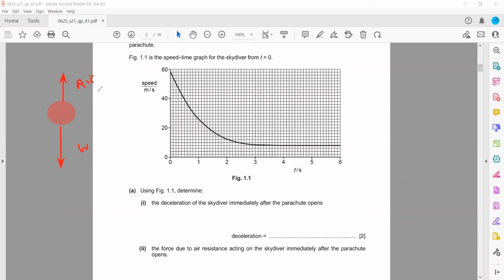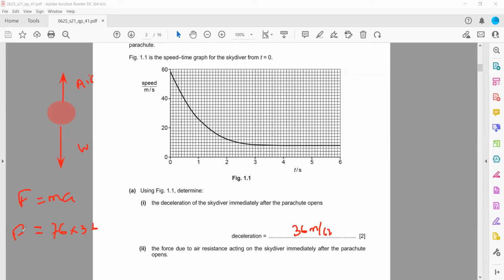The result of these two forces will be equal to the resultant force, so we have the formula F equals ma. We already calculated the deceleration, 36 meters per second squared, and the mass of the skydiver was 76. So 76 multiplied by 36 gives us the resultant force, 2,736 Newton. But in the question, we don't need the resultant force, we need the force due to air resistance.